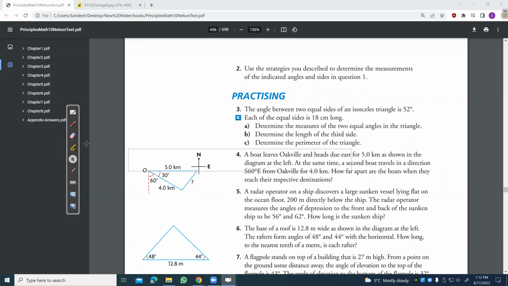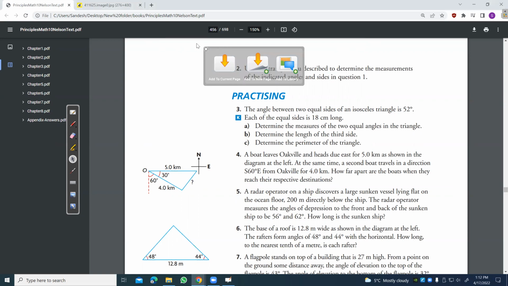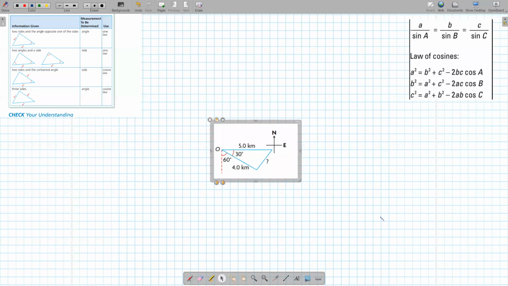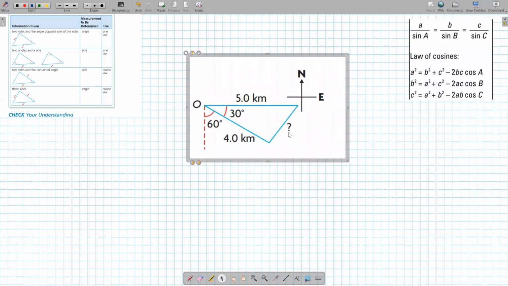Let me just pull this up, I guess, one thing at a time. Number 4. Actually, they've already given us a diagram, so maybe we don't even need the words. Let's just use this. So here, we're trying to find this missing side, okay? The one with a question mark on it.